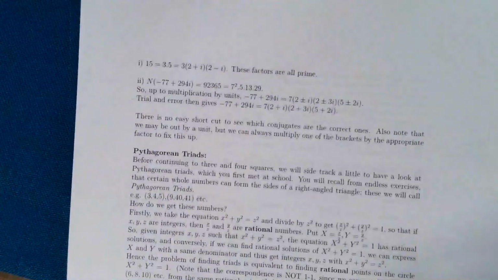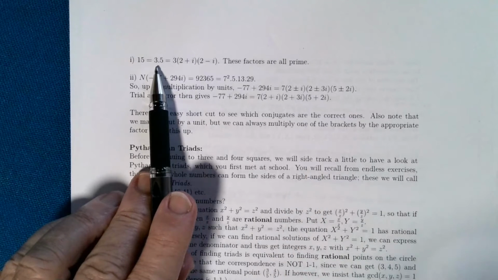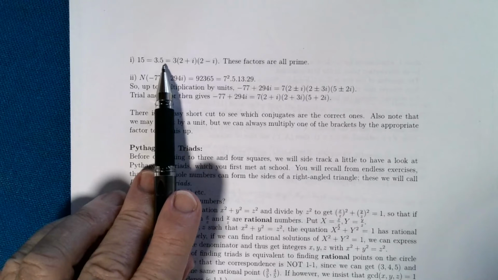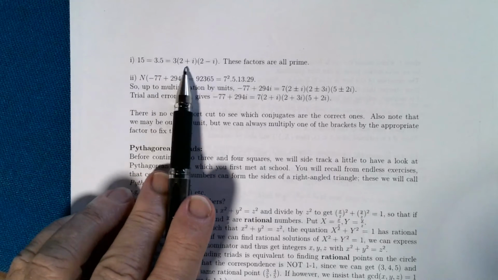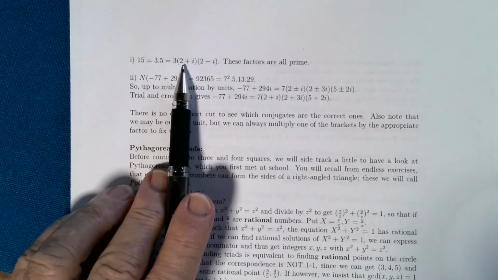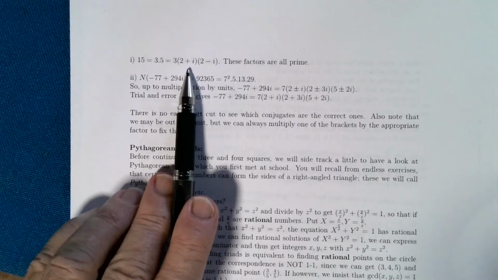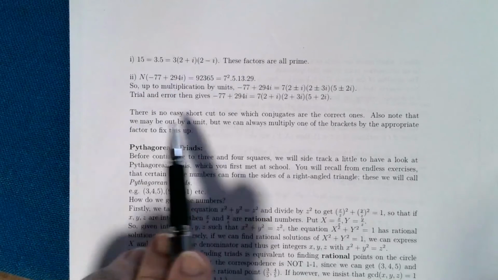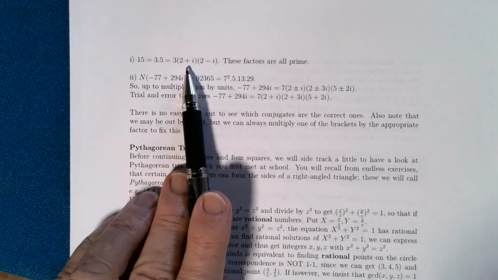So firstly, dealing with 15, we write 15 as 3 times 5. Now 3 is a 3 mod 4 prime, so that doesn't factorize any further. And 5 is the norm of 2 plus i, so I can simply write 5 as 2 plus i times 2 minus i, which will give me the 5. And so I factorize this into Gaussian primes, because the norm of 2 plus i is 5, which is an ordinary prime.